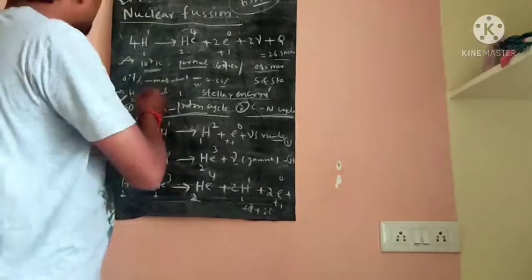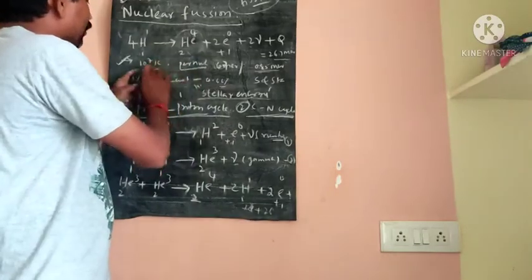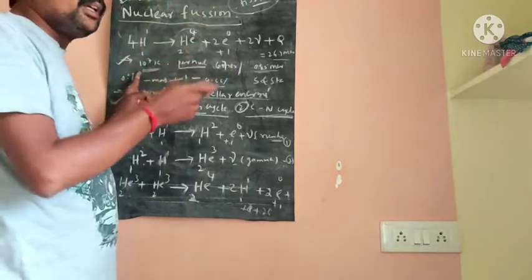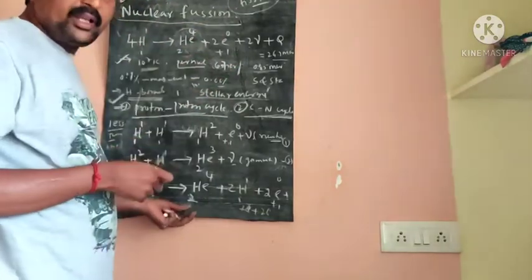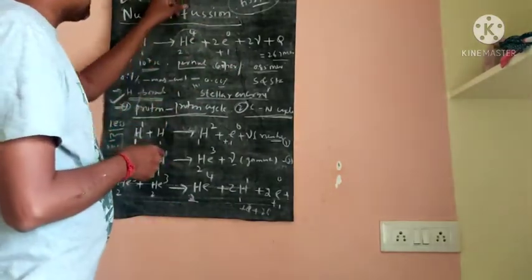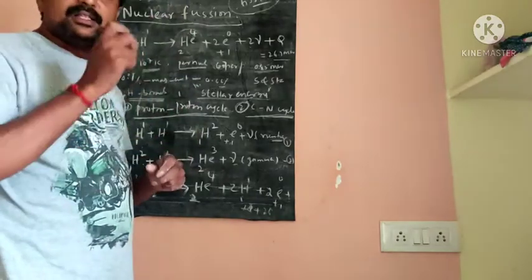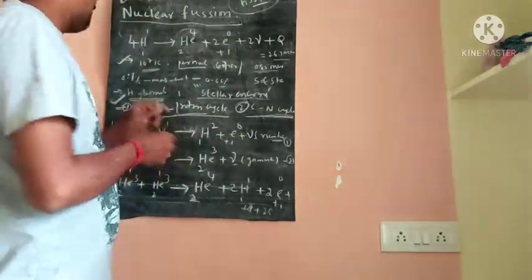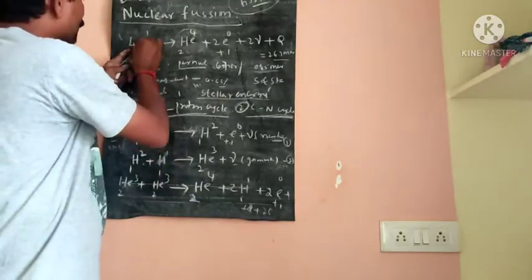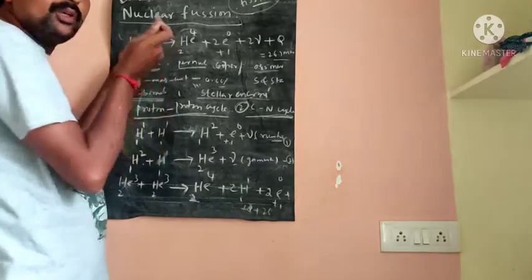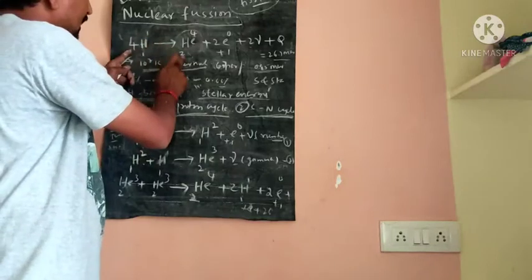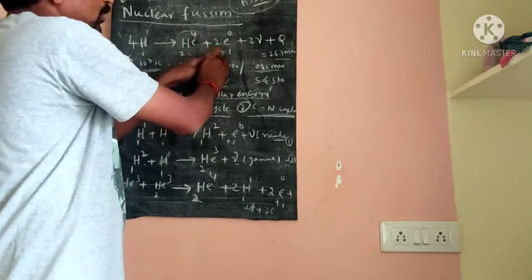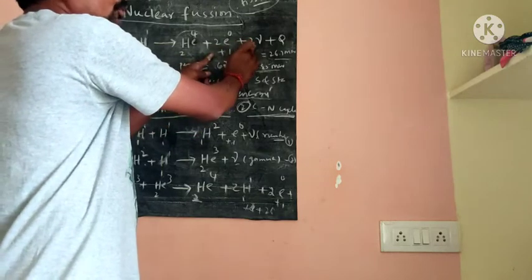Nuclear fusion occurs at about 10 to the power of 7 kelvins, at high temperature and high pressure. It is not easily created in the laboratory. Nuclear fusion occurs on the surface of the sun and high temperature stars. Let us take one example here: 4 protons, or 4 hydrogens, combine with each other. They form helium-2,4, a stable atom, 2 positrons and 2 neutrinos.